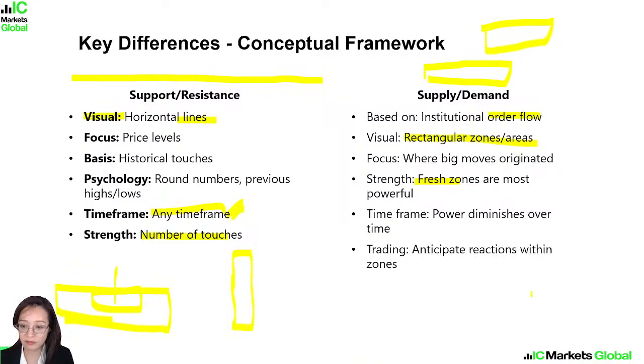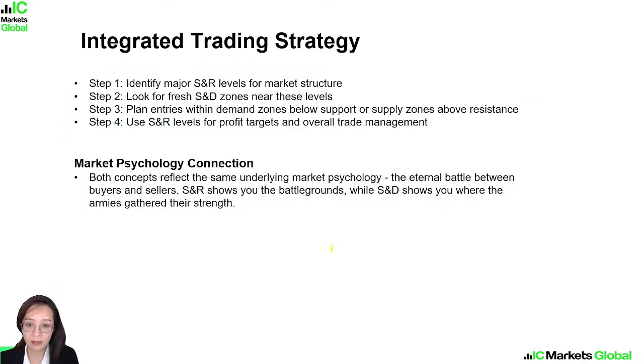Yeah, it's quite straightforward, guys. When I used to do live trading, I always said support and resistance or demand and supply, but I combine both of them. Either I trade resistance first, or if I see supply and demand, I just trade. Anyway, now we look at an integrated trading strategy.